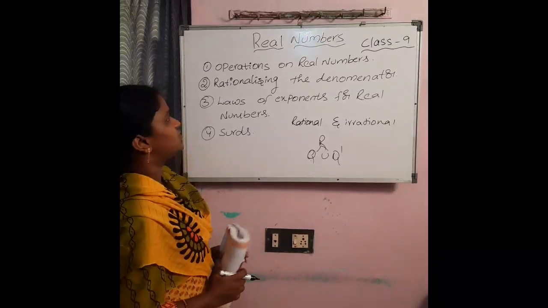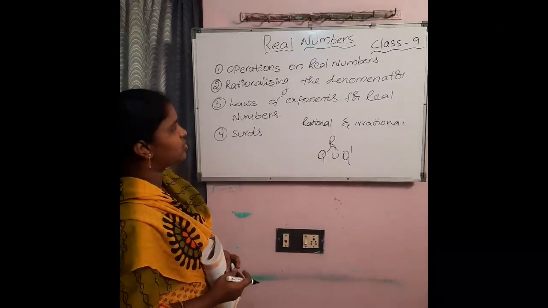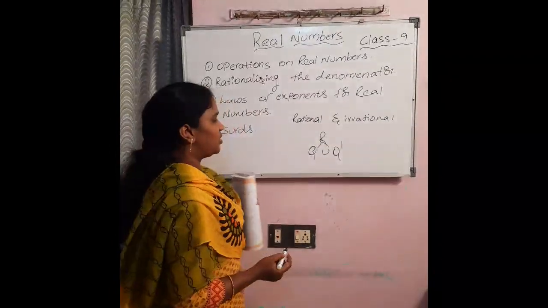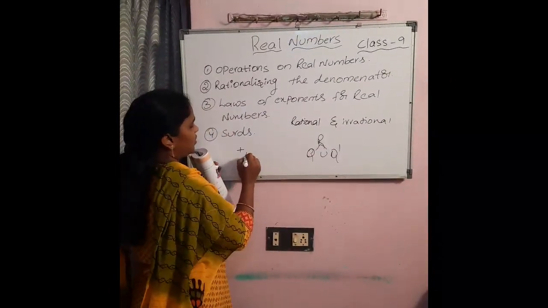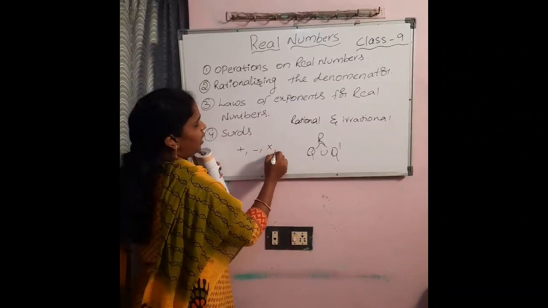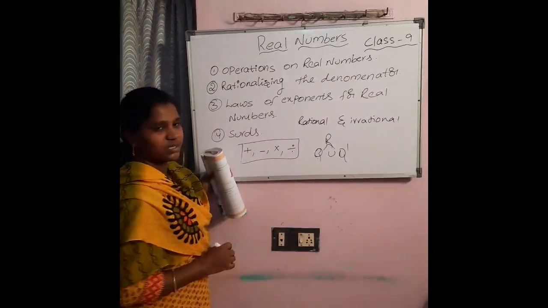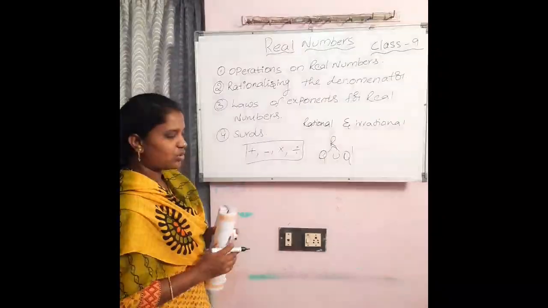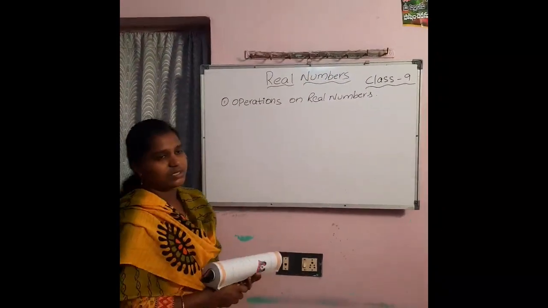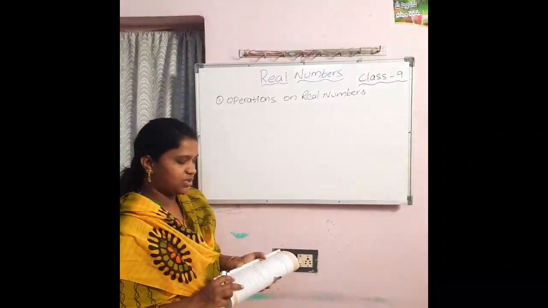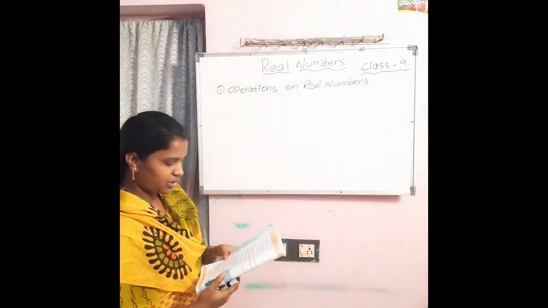In this class we will see the operations on real numbers. We have 4 operations in mathematics: plus, minus, into and division. So how do we apply these 4 operations to real numbers? Let us look at how to use these operations, plus, minus, multiplication and division, on real numbers by using some examples from our textbook.